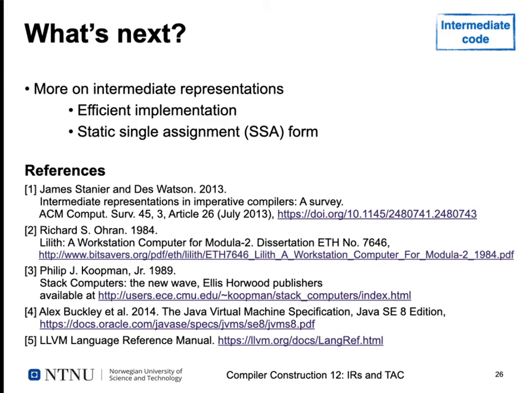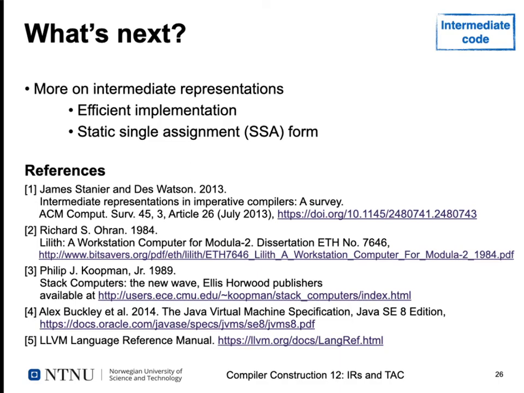So that was a quick introduction to different kinds of intermediate representation and giving you some examples for this. And in the following lecture we'll talk more about intermediate representations, so how to efficiently implement them, especially in a form that's very common, which is called the Static Single Assignment or SSA form.